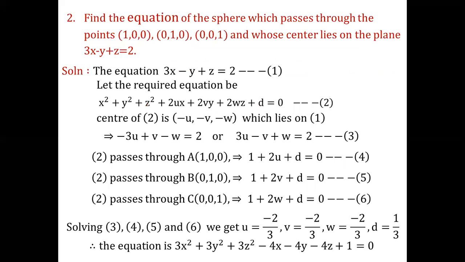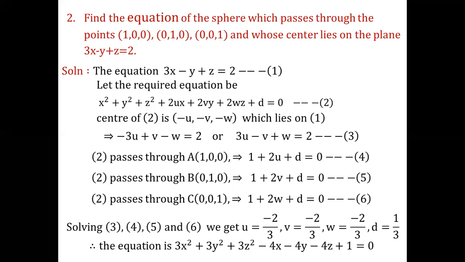Next problem. Find the equation of a sphere which passes through the points (1, 0, 0), (0, 1, 0), (0, 0, 1) and whose center lies on the plane 3x minus y plus z equal to 2. Let us consider the equation of the plane as equation 1.